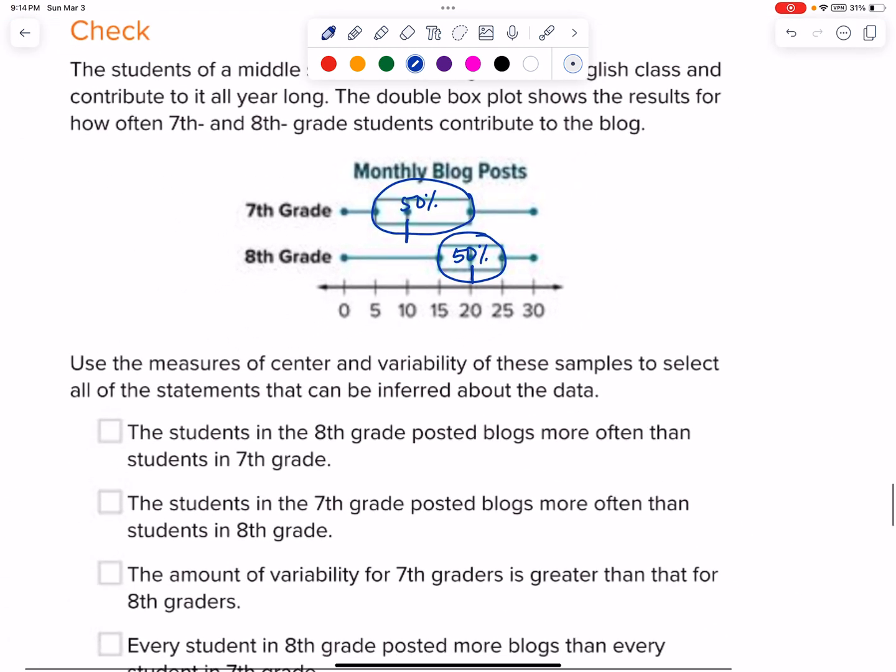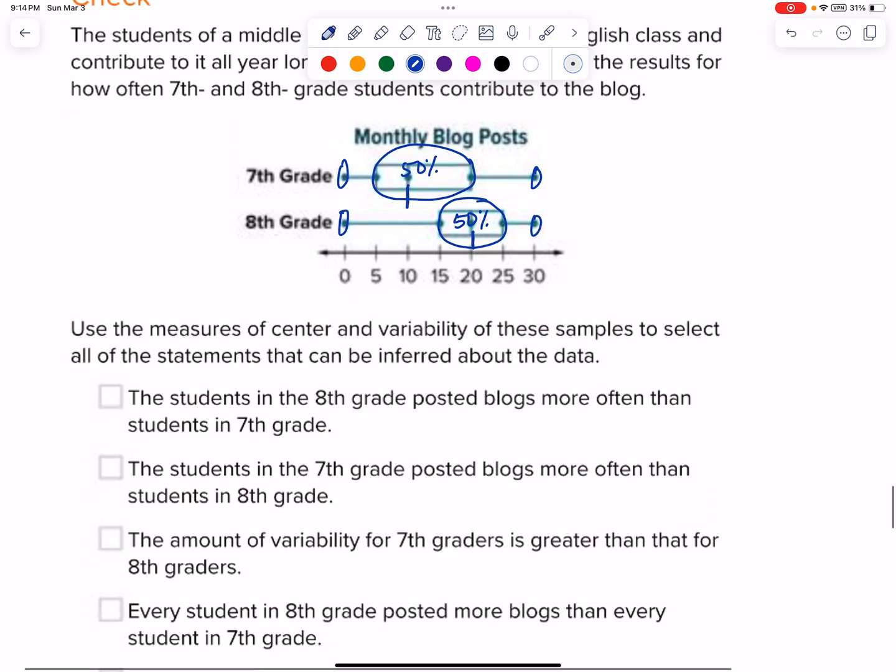They both have the same minimum, so there've been times where no one contributed. They both have times where 30 people contributed. But that doesn't really help us. We need to look where most of the clusters of the rest of the data is, and that is really what tells us a lot here.